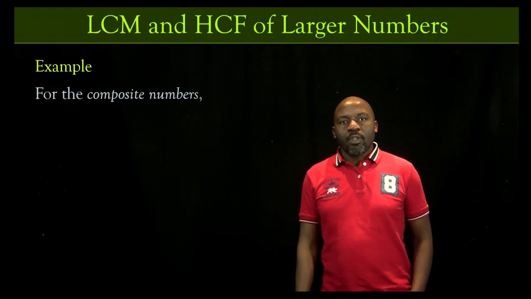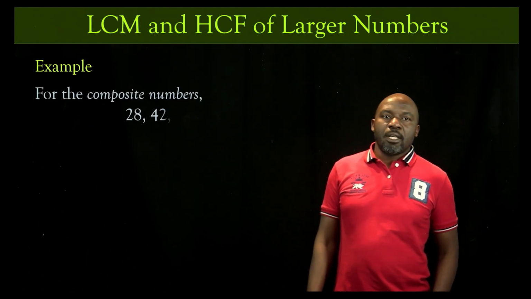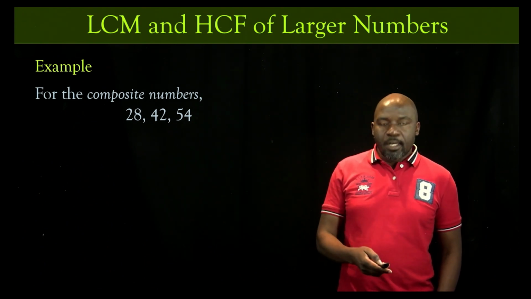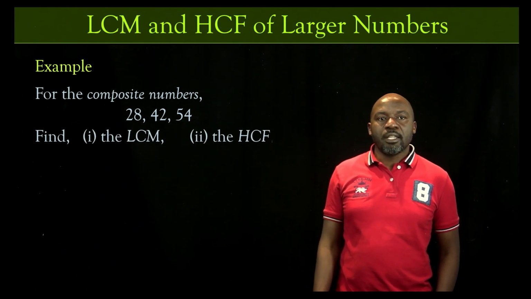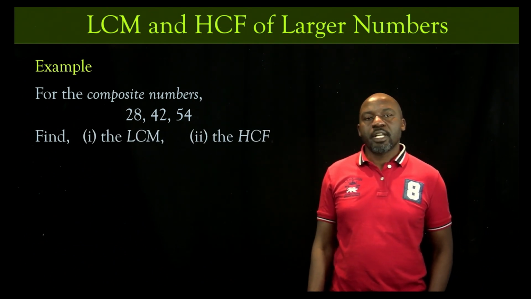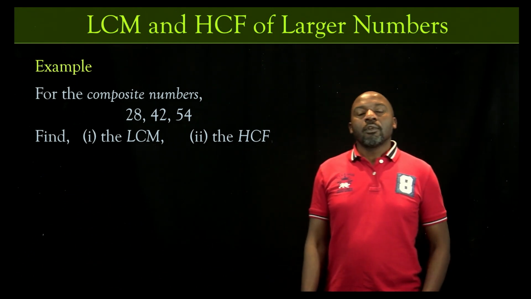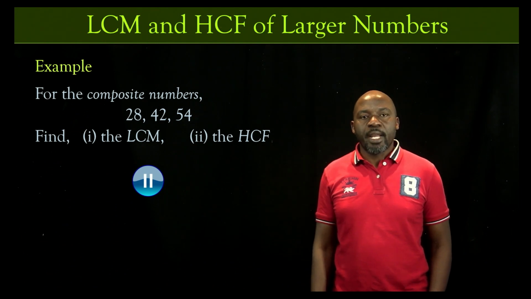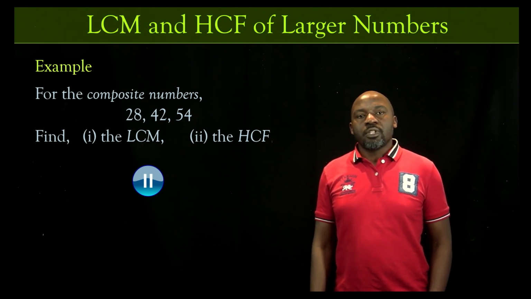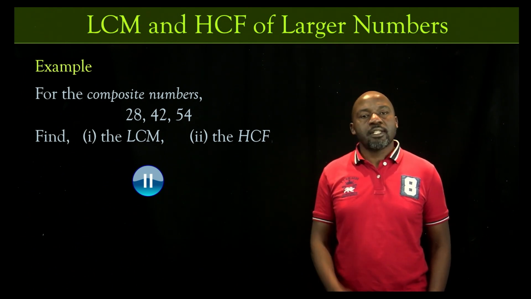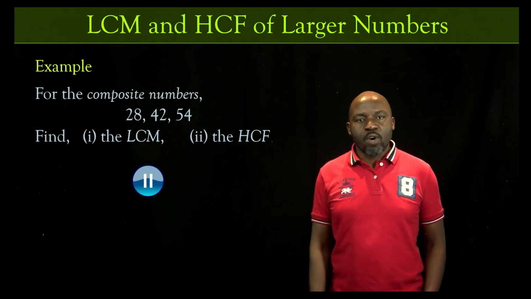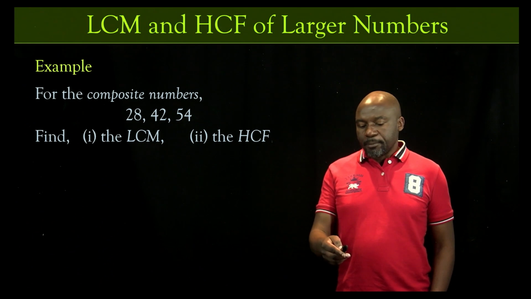Example, for the composite numbers 28, 42, and 54, which we did earlier, let's find the LCM and the HCF. Okay, we're going to get this in one big step. All right, so to do that, pause the video and try it out if you know how to do it the quicker way. I won't ask you to do the long way because that would be very tedious, so let's not waste time there. Try it out if you know how to get these numbers quickly in one step. Okay, and now let's begin.